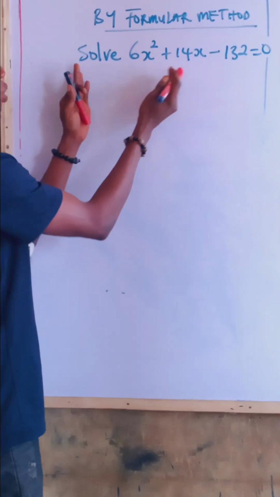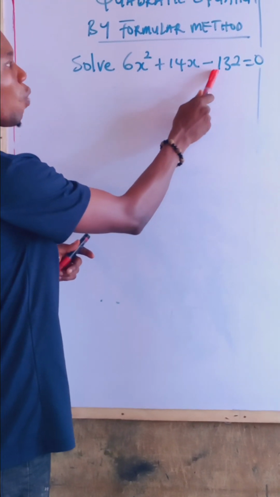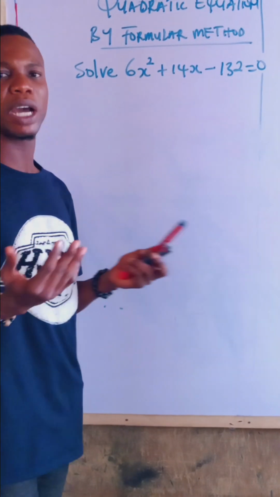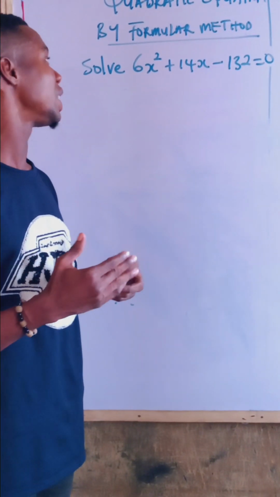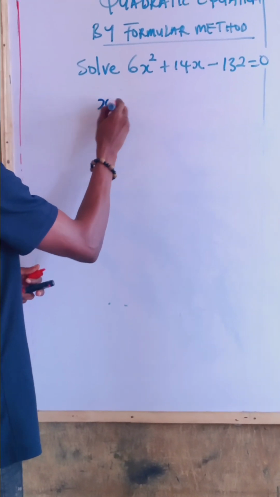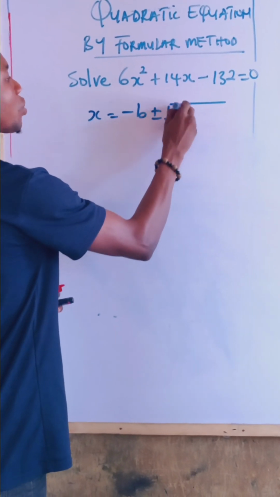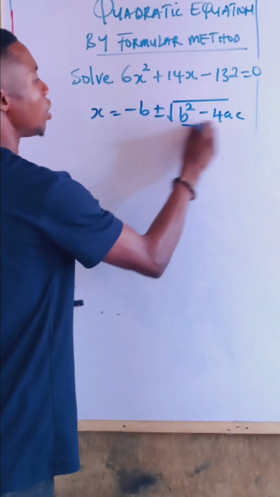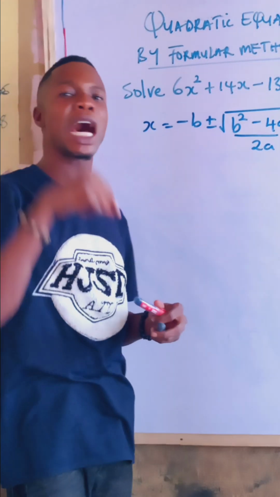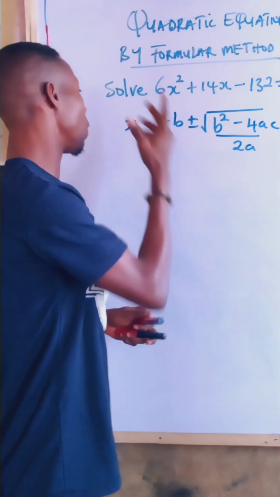Now, let us solve this question. Solve 6s squared plus 14s minus 132 equal to 0. We have a general formula to solve a quadratic equation. The general formula is given as s is equal to minus b plus or minus square root of b squared minus 4ac, all over 2a. Before, we used to call it the almighty formula, but now it is called the formula method.